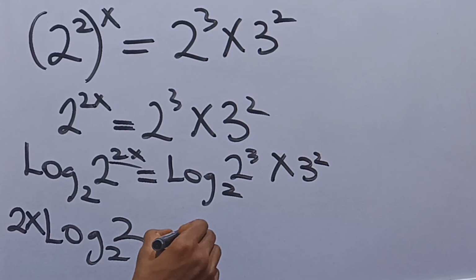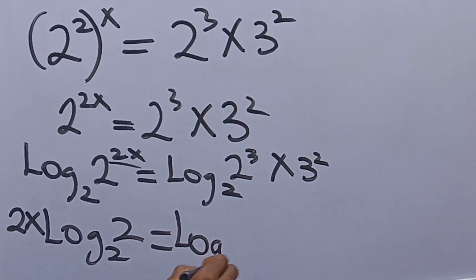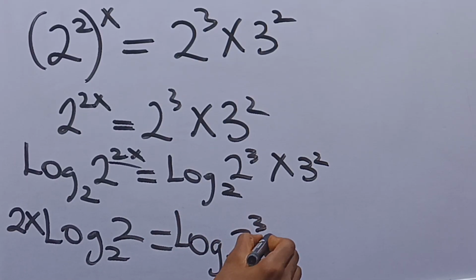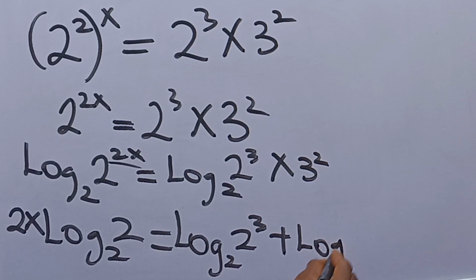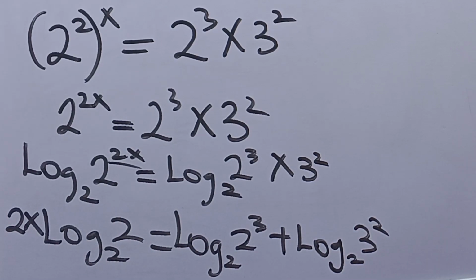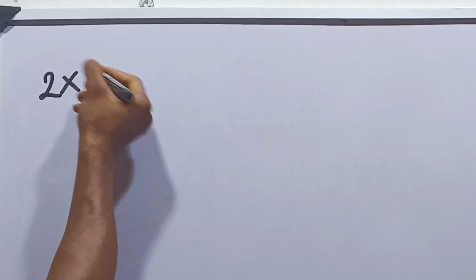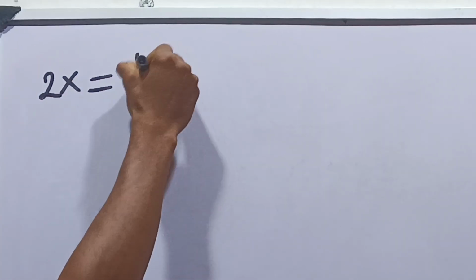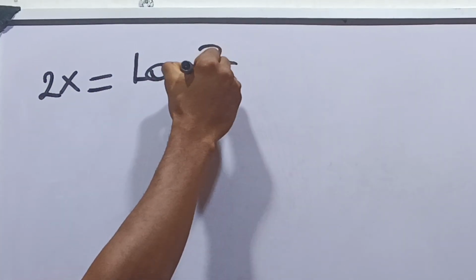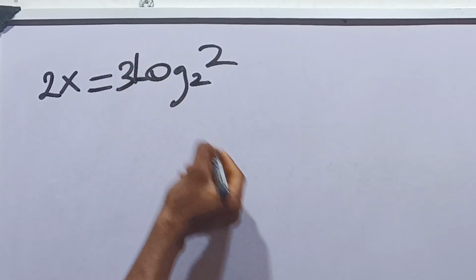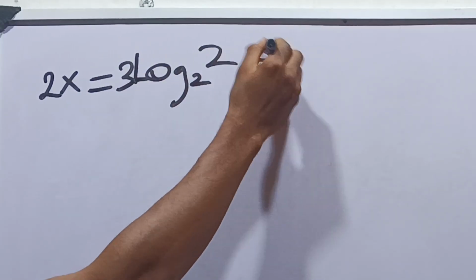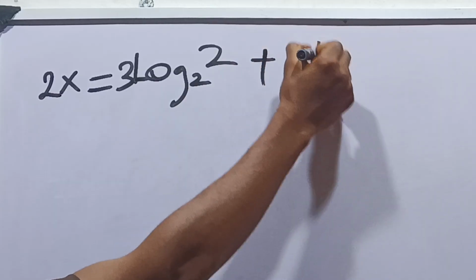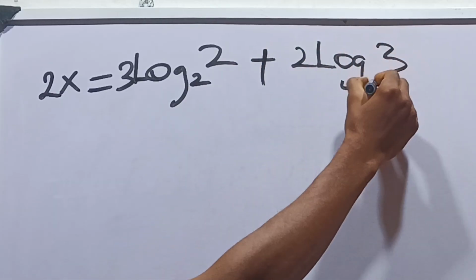And this is equal to logarithm in base 2 of 2 raised to the power 3 plus logarithm in base 2 of 3 squared. This follows the law of logarithms. Now we have 2x multiplied by logarithm of 2 base 2, which is 1. And this is equal to 3 multiplied by logarithm of 2 base 2, plus 2 multiplied by logarithm of 3 base 2.